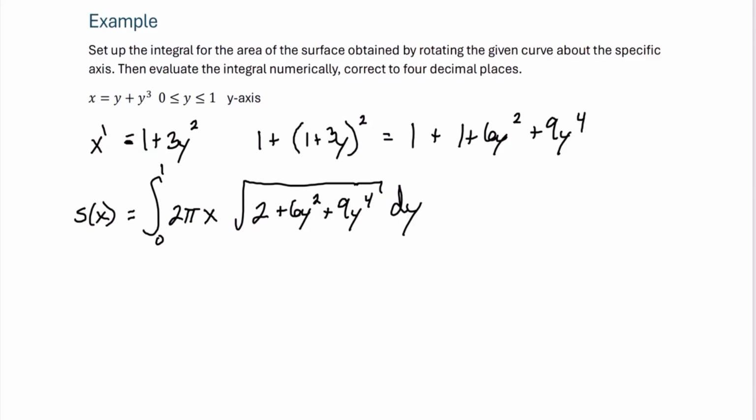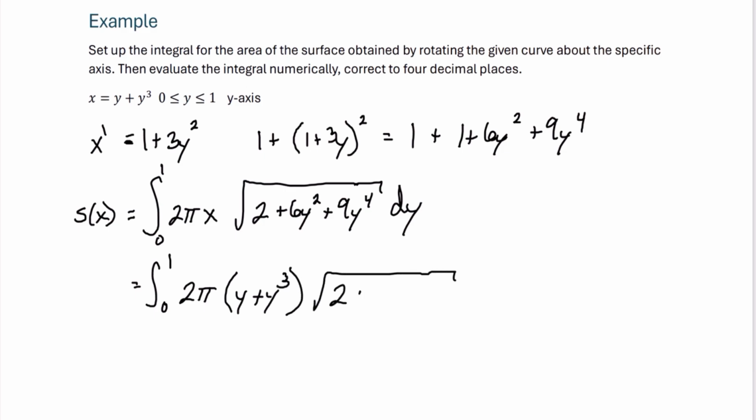Next, we need to replace the x. X, initially we were told, is y plus y cubed. And we'll copy the rest. And like last time, some functions are challenging to integrate by hand, so we will use the calculator to help us get an approximate answer here.